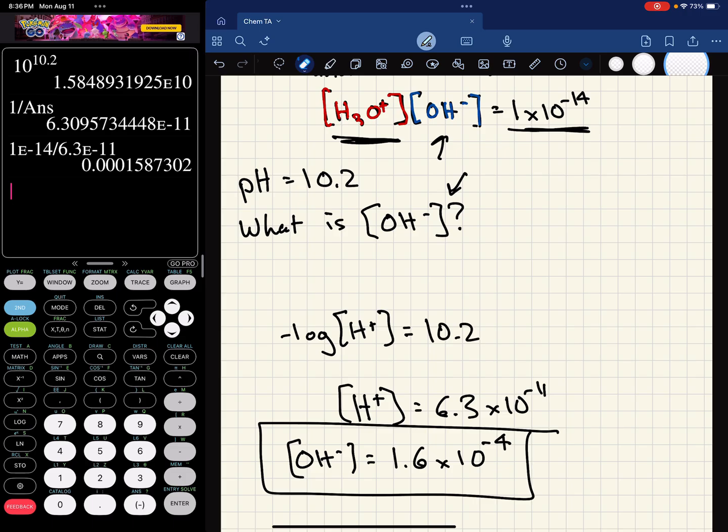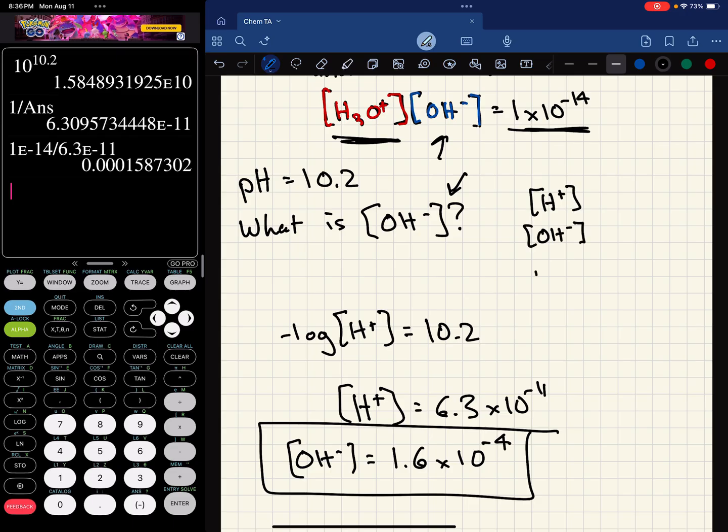Hopefully this makes sense, transitioning between the two. You want to be able to solve for H plus. You want to be able to solve for OH minus. You want to be able to solve for pH. And the only other one I didn't really do is pOH. If I was given a pOH value, you would do the reverse log like I just showed you down here, right? Do the 10 and then the exponent of that, and then 1 divided by the answer. And that would give you your OH minus concentration instead of your H plus. So these are all just super related to each other, and you can bounce back and forth between all of them. Okay?